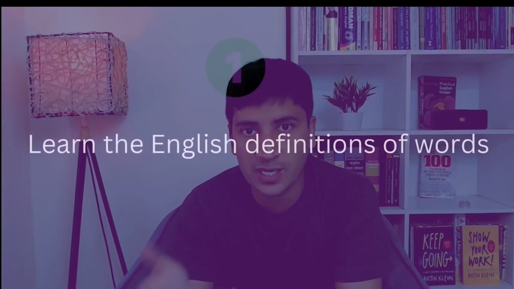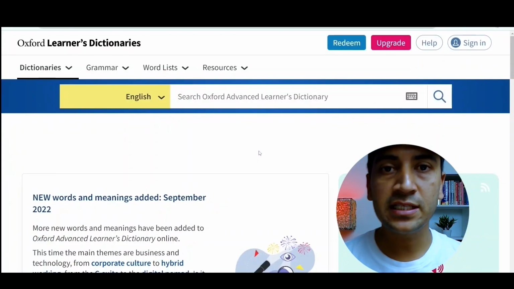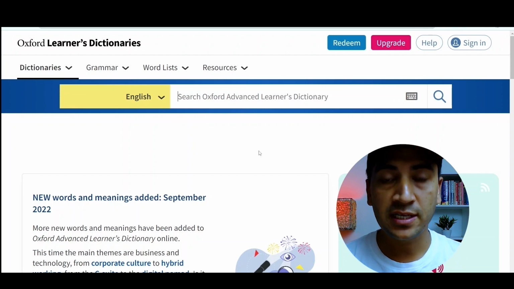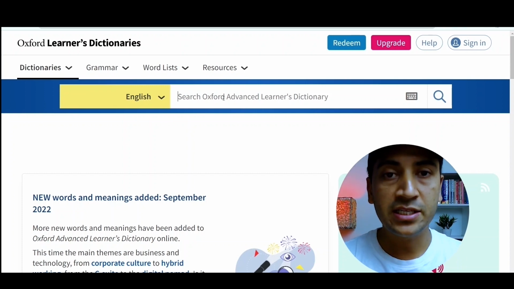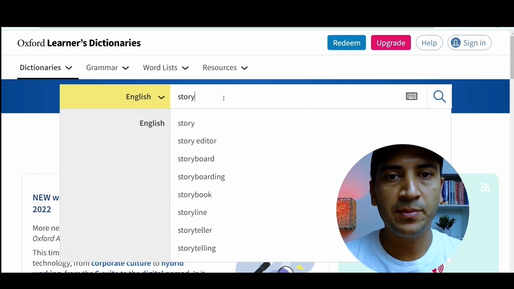Here are my 7 tips on how to think in English. First, learn the English definitions of words. Yes, so here is how I have been learning the English definitions of words. I use the online version of the Oxford Advanced Learners Dictionary. What I do is, I type a word in the search box of this dictionary. I try to define it by myself first.